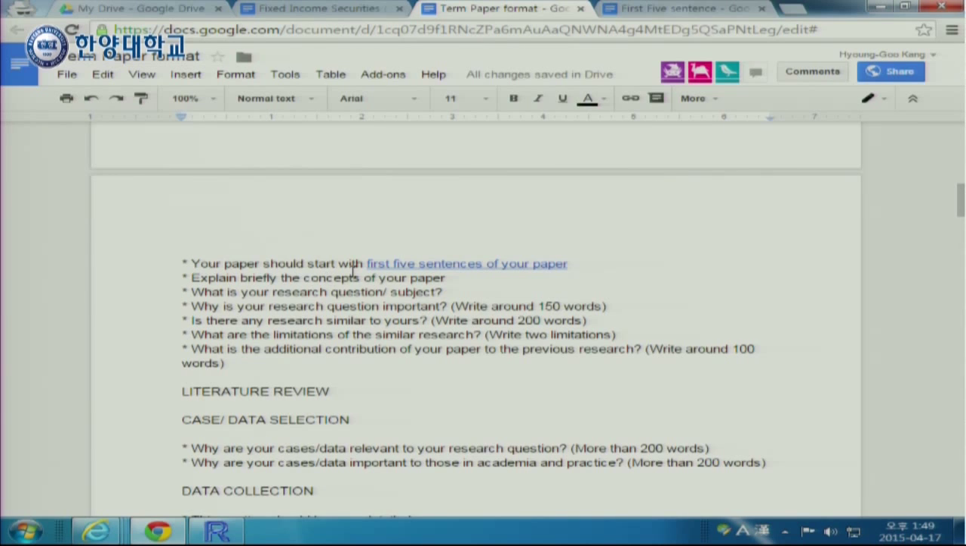Is there any research similar to yours? Write down 200 words. What are the limitations of similar research? Write at least 2 limitations.